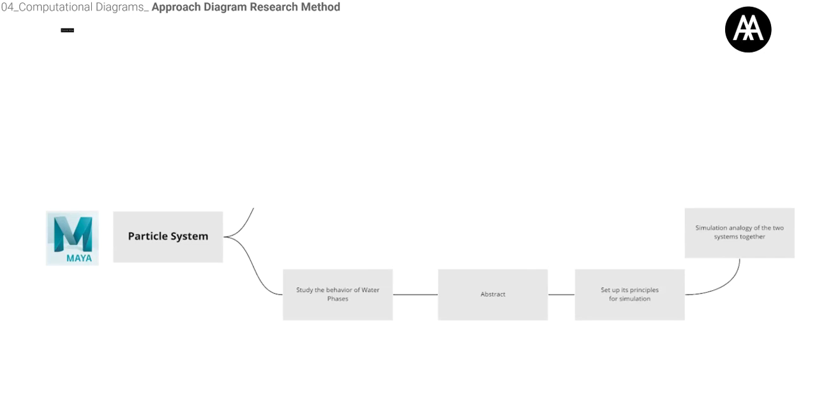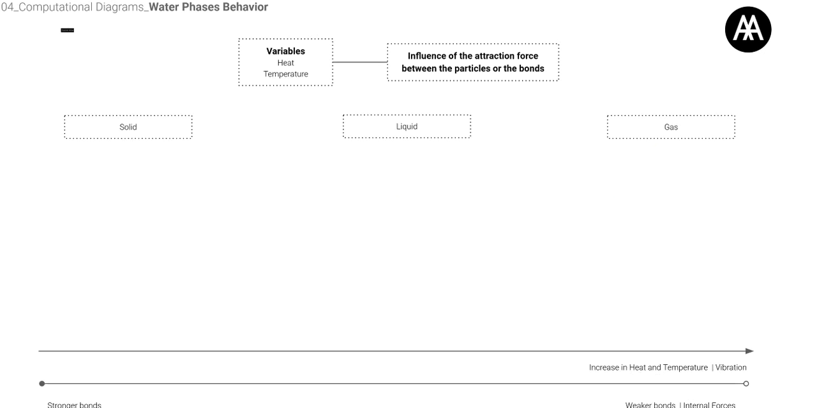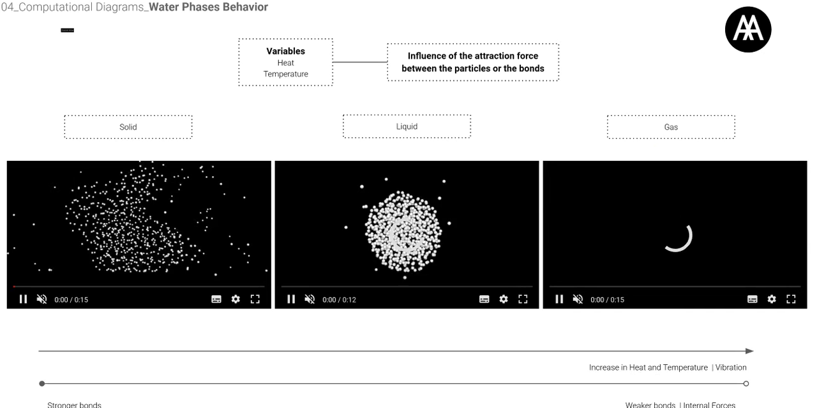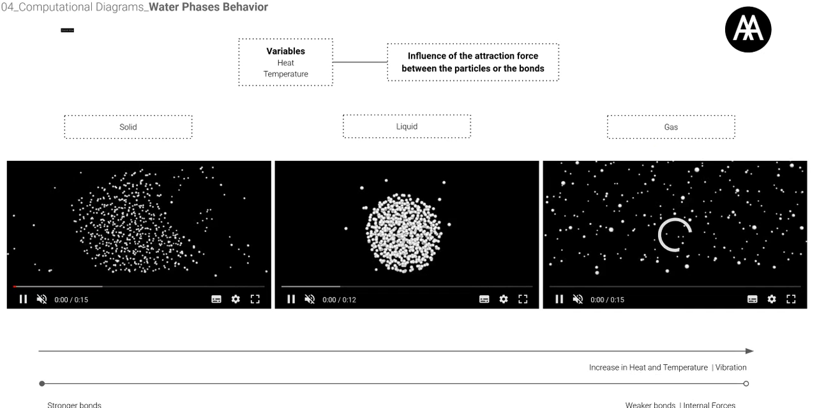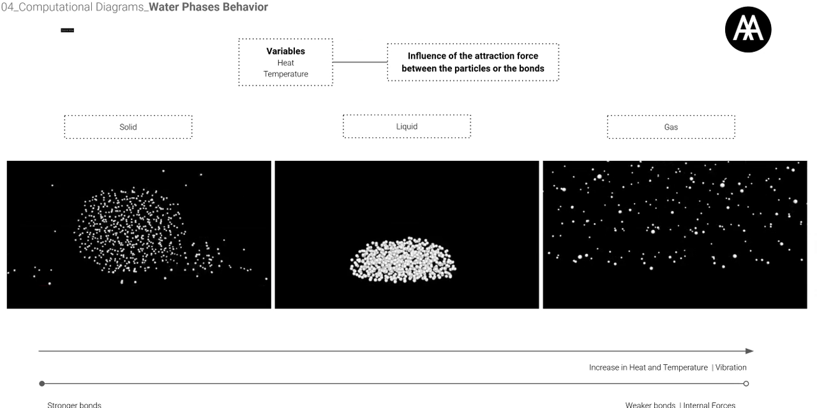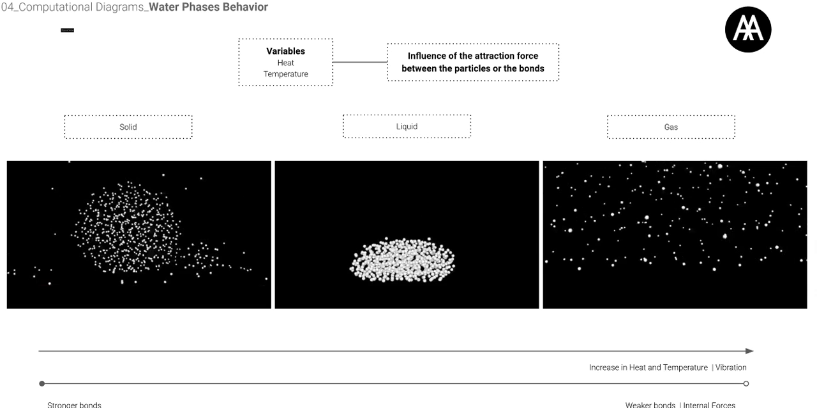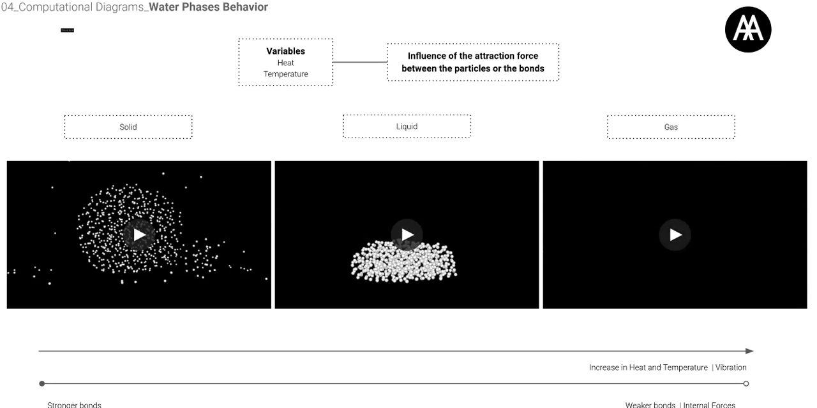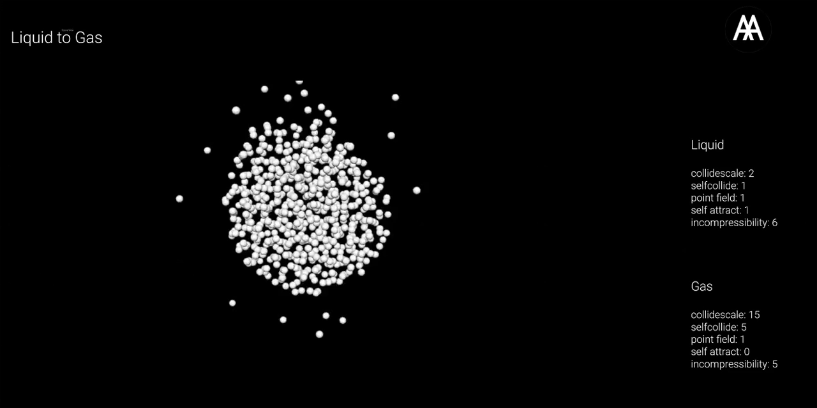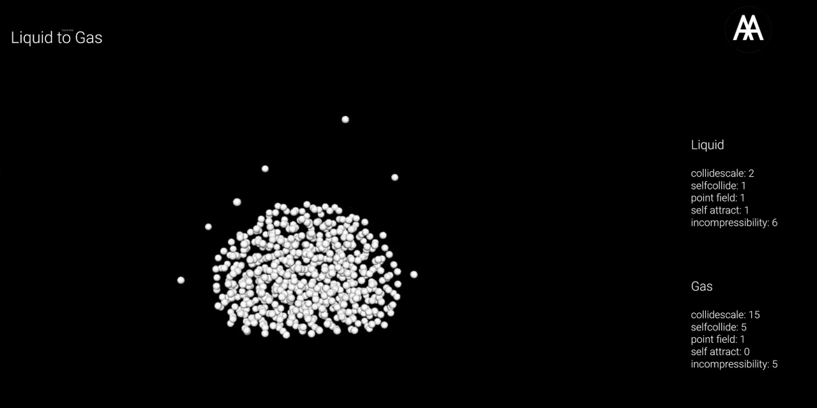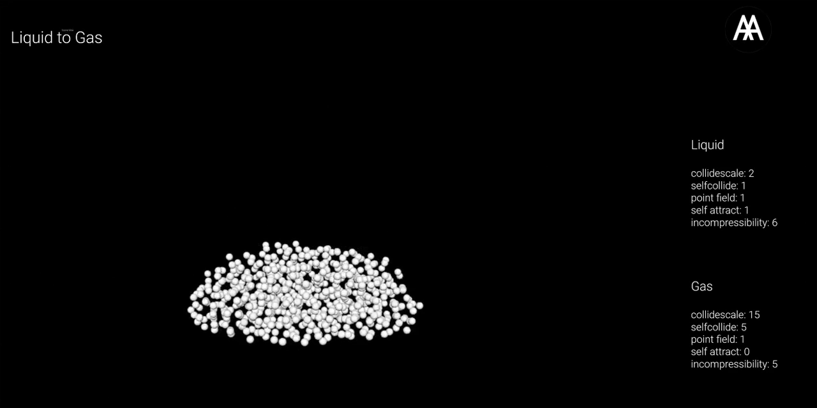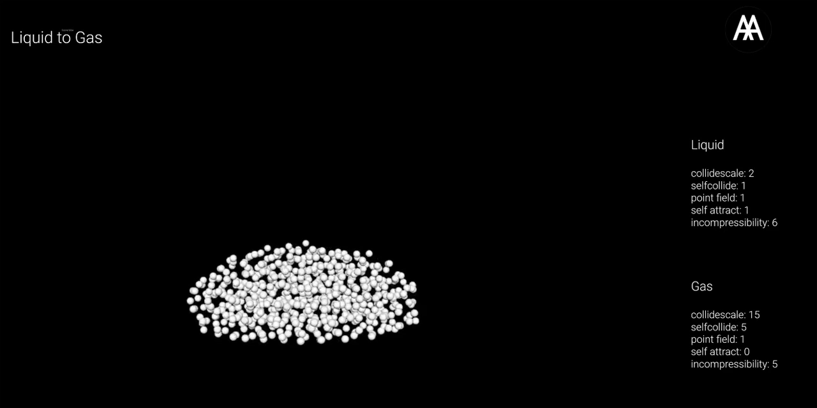If you can go on to the simulations, we started to see how they behave in solid, how the particles vibrate, and in liquid, how the distance between them changes. And then, if we go to the next, we started to simulate the phase change from liquid to gas and see the behavior of these simulations in Maya. How we can tweak the attraction forces and the collision forces.